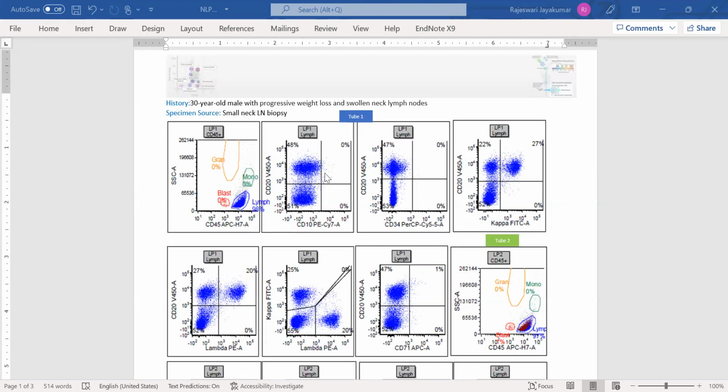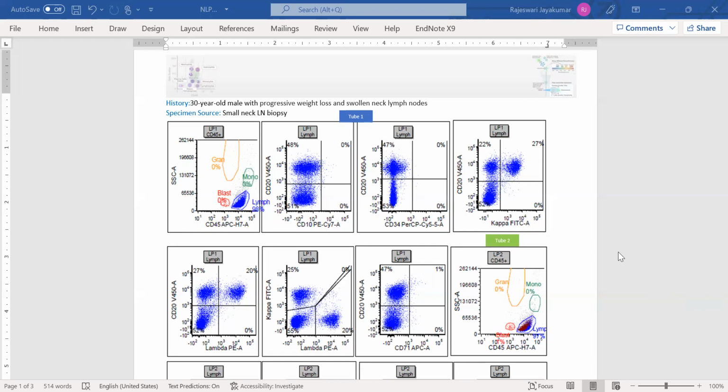Now, when we follow through, half of the population is positive for CD20, so they are the B cells, and they are negative for CD10, they are negative for CD34, and the B cells have a nice kappa population and lambda population, like in a polyclonal distribution. So this is 25%, this is 20% of the lymphocytes. So the ratio is almost 1.5 to 1. So that's nice. And B cells are negative for CD71. So nothing abnormal in this tube.